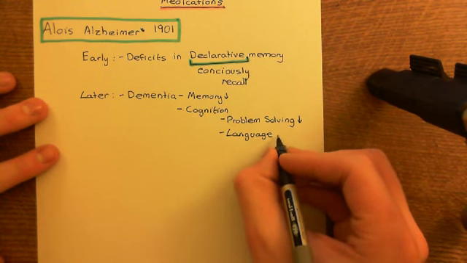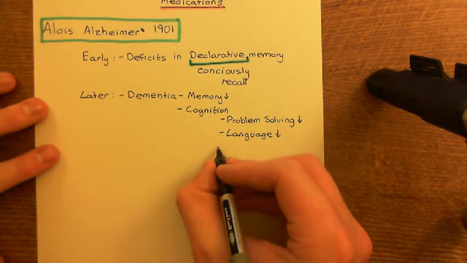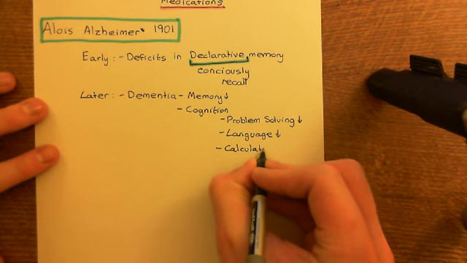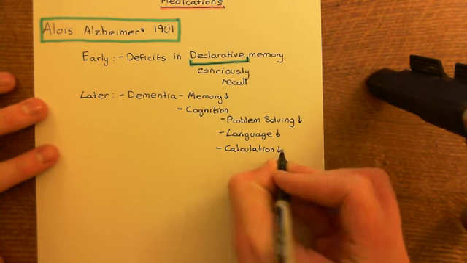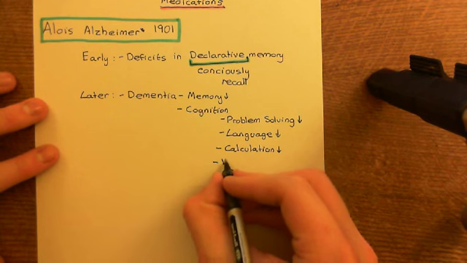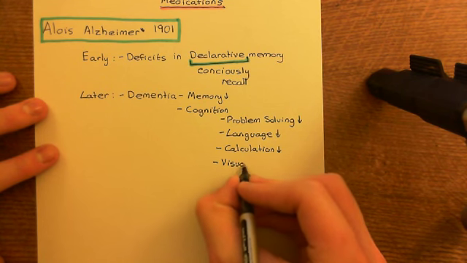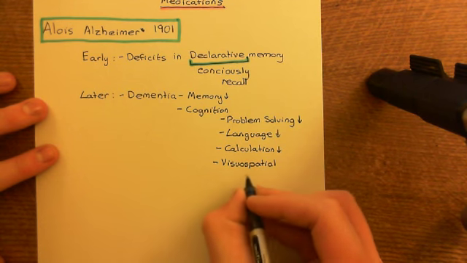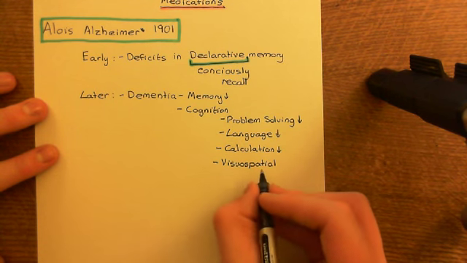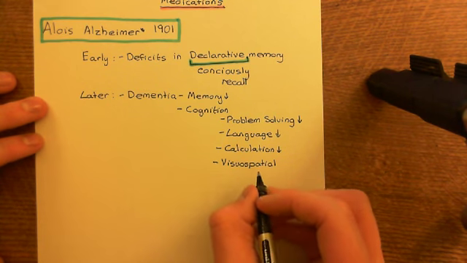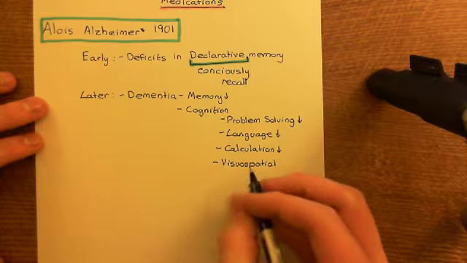Okay, so language is going to go down. Calculation is another good example of cognition. That's certainly going to go down. Another aspect of cognition that I'll tell you about is also the visuospatial perception. So what is meant by visuospatial perception? Basically, visuospatial perception means being able to visualize in 3 dimensions, being able to understand how space fits together in 3 dimensions.